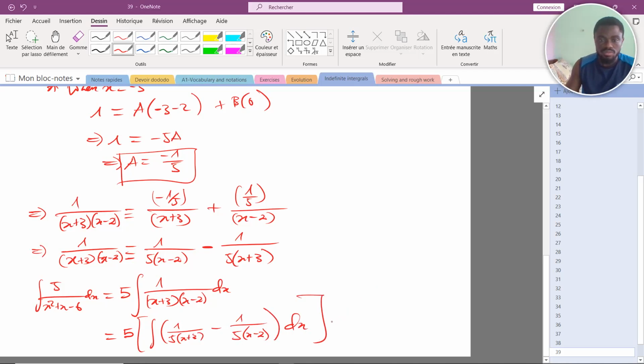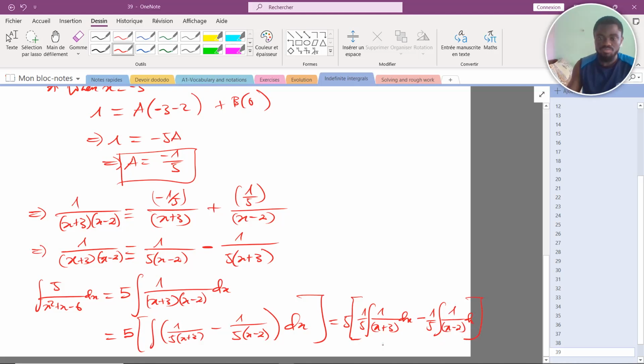So this will be equal to 5. Don't always put the equals sign here, it's just that I want to fill this space. Two equals signs must not be found on the same spot. So I will have 5 into 1 on 5 integral of 1 all over x plus 3 dx minus 1 on 5 integral of 1 all over x minus 2 dx.